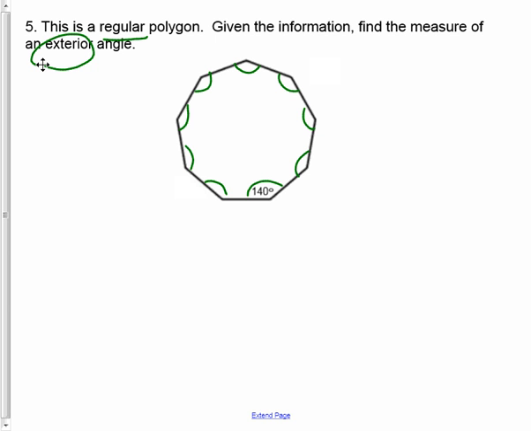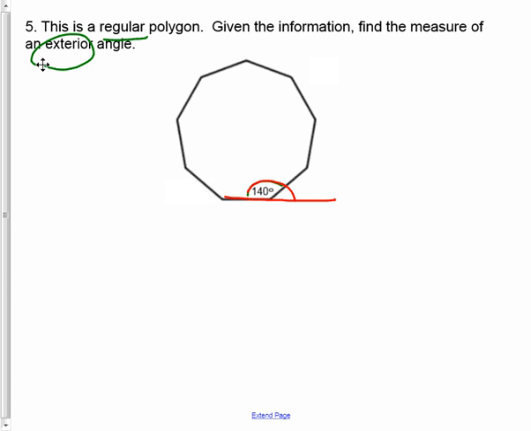So if we're doing an exterior angle here, exterior means outside, right? If you look at this angle here, if I were to extend this out here, which you can, do you see how it forms a straight line there?